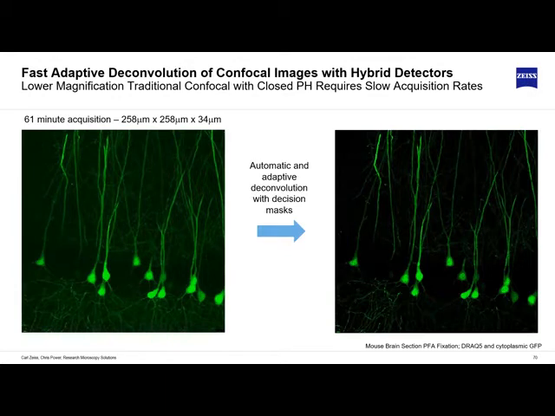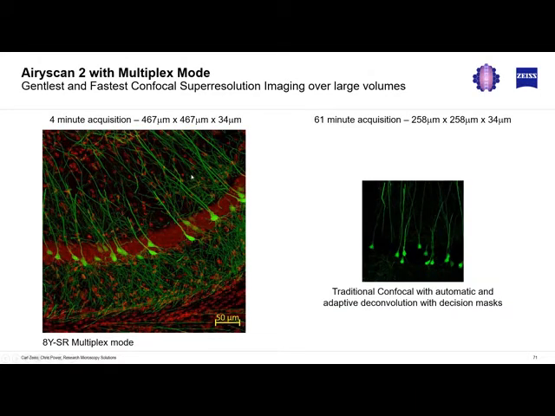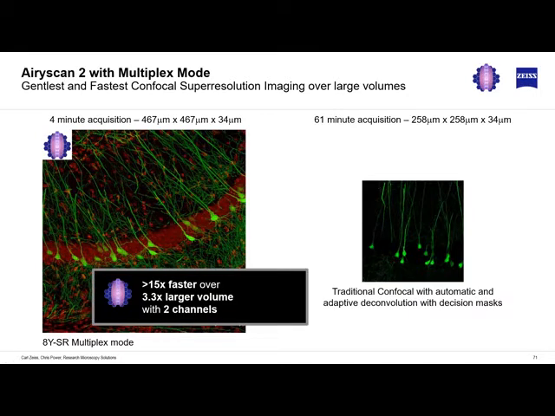Here is an example of a neuronal sample, which was imaged on another system where we acquired an image of about 250 by 250 by 34 microns over an hour. And we were able to improve that image using some deconvolution to try and look at these neurons. We imaged the same sample, but with about twice the field of view in terms of X and Y on the Airyscan using this 8Y multiplex mode. We're able to do that in just 4 minutes. And that's 15 times faster, but with a much bigger volume here and with 2 channels.